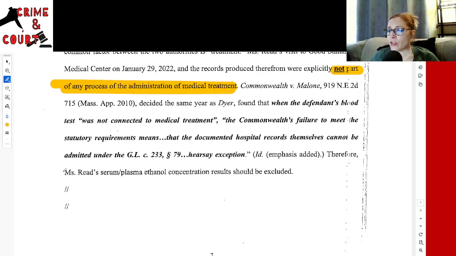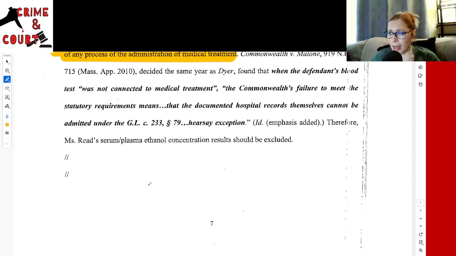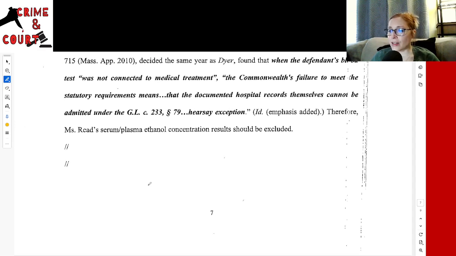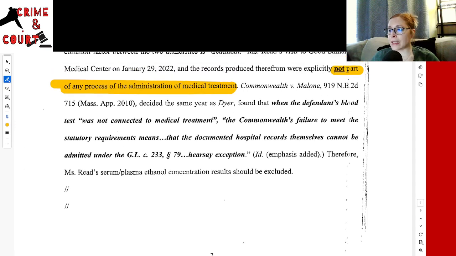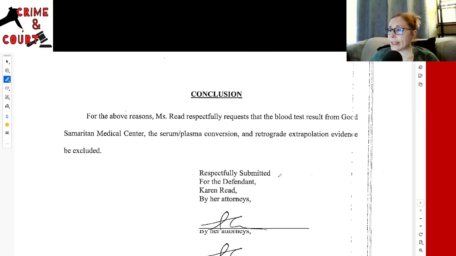So in Commonwealth versus Malone, it was decided the same year as Dyer, the court found that when the defendant's blood test was not connected to medical treatment, the Commonwealth's failure to meet the statutory requirements means that the documented hospital records themselves cannot be admitted under the statute's hearsay exception. So it's not a hearsay exception because it was not conducted for medical treatment. Therefore, the results should be excluded.